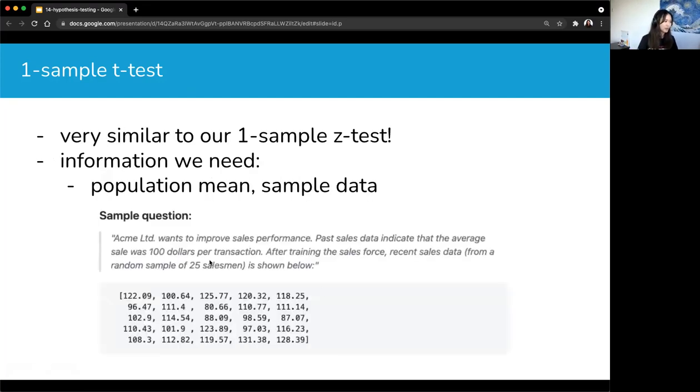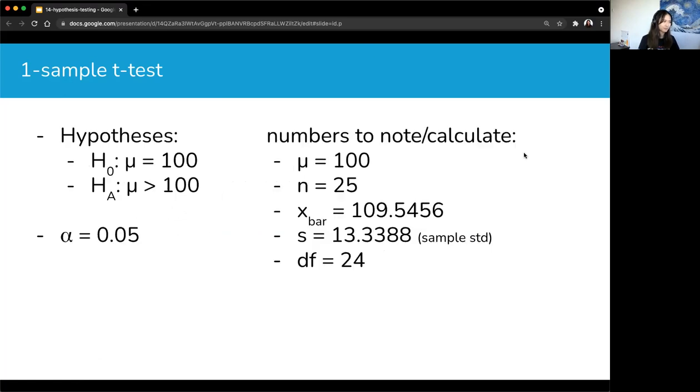So here we just want to see whether the sales performance has actually improved or not through this sales training. So it started at $100, and all we want to see is whether there is a significant increase in sales performance. So our null hypothesis, which means no effect, is that the mean is 100. Our alternate hypothesis is that the mean is greater than 100, that the mean has increased. And then let's just set our alpha at 0.05 because that's the standard.